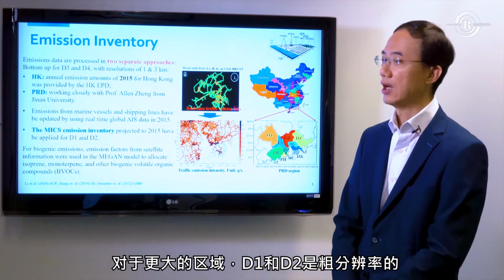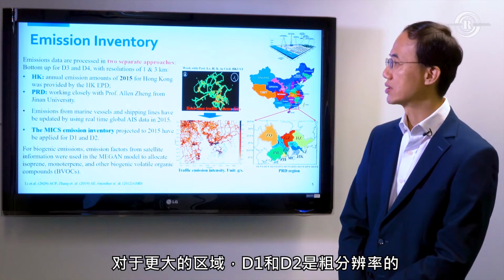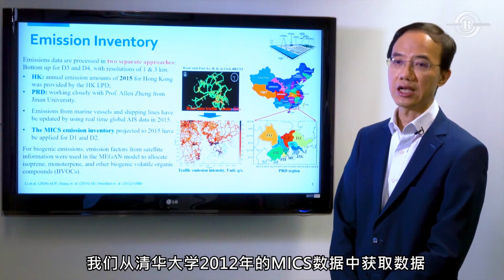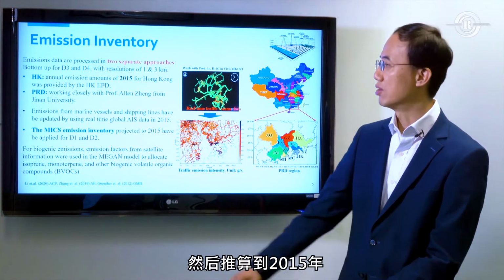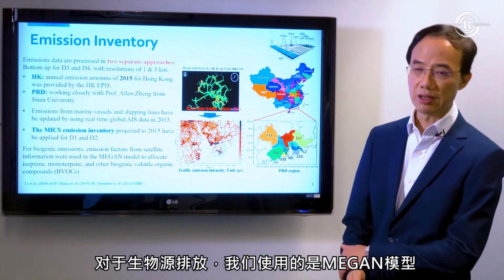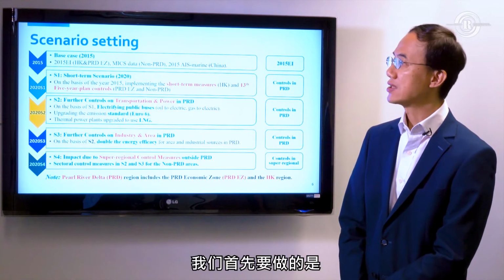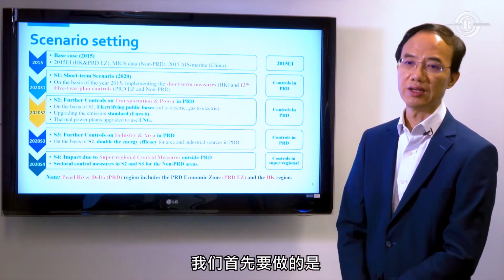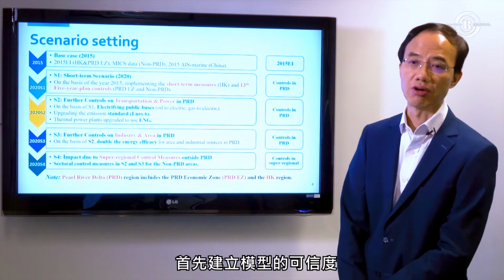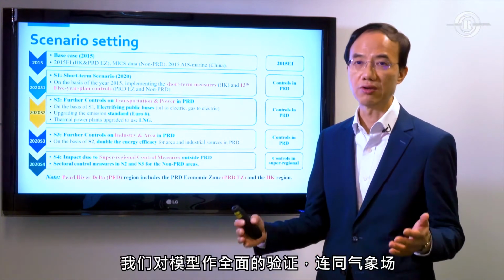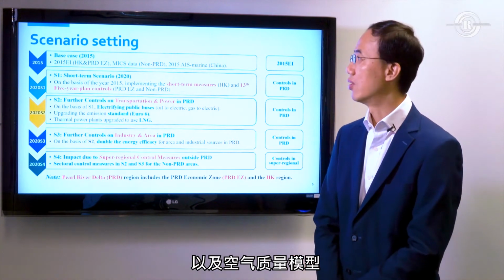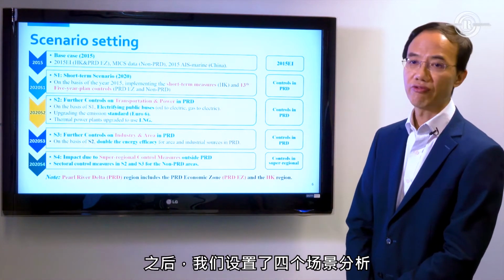For the bigger domains, D1 and D2, which have coarse resolution, we obtained the dataset from the Tsinghua MEIC data in 2012, and then projected it to 2015. For the biogenic emissions, we are using the MEGAN model. The first thing we do is a base year, 2015, to establish the credibility of the model first. We do all the validation for the meteorological field as well as the air quality model. Afterwards, we study four scenarios.